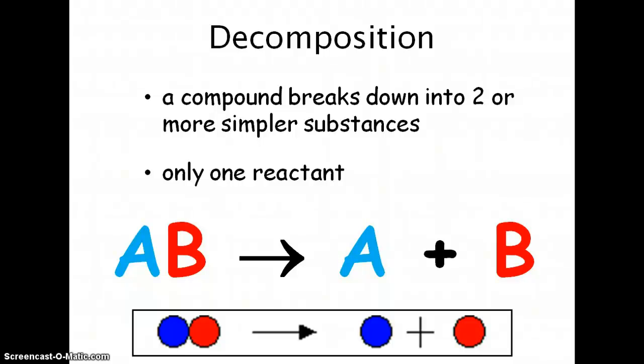All right, the next type of reaction we're going to talk about is the decomposition reaction. It's exactly like it sounds. Decomposing means breaking down, and that's exactly what's happening in this type of reaction. You have one reactant, so one thing to start with, and it breaks into smaller, simpler pieces.